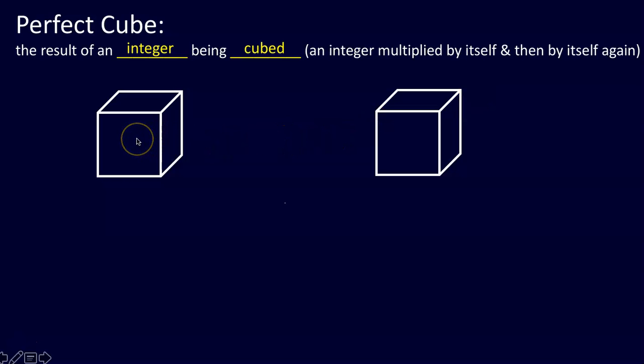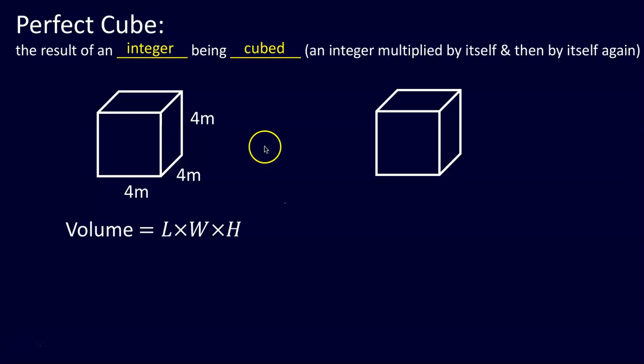Take a look at this cube on the left. Let's say the height of the cube is 4 meters, the length 4 meters, and the width of it is 4 meters. If we were going to find the volume of this cube, we could use the formula length times width times height. We use length times width times height for finding the volume of a rectangular prism or a cube.